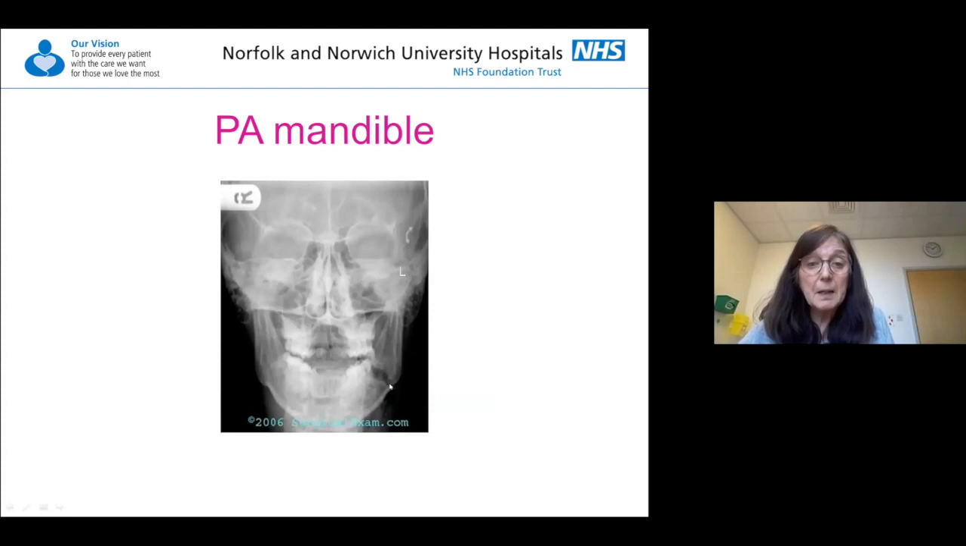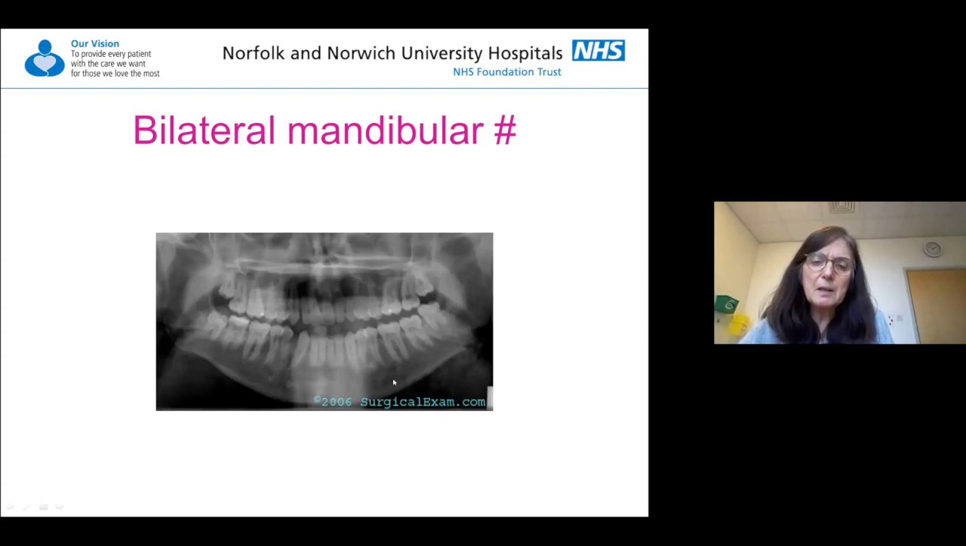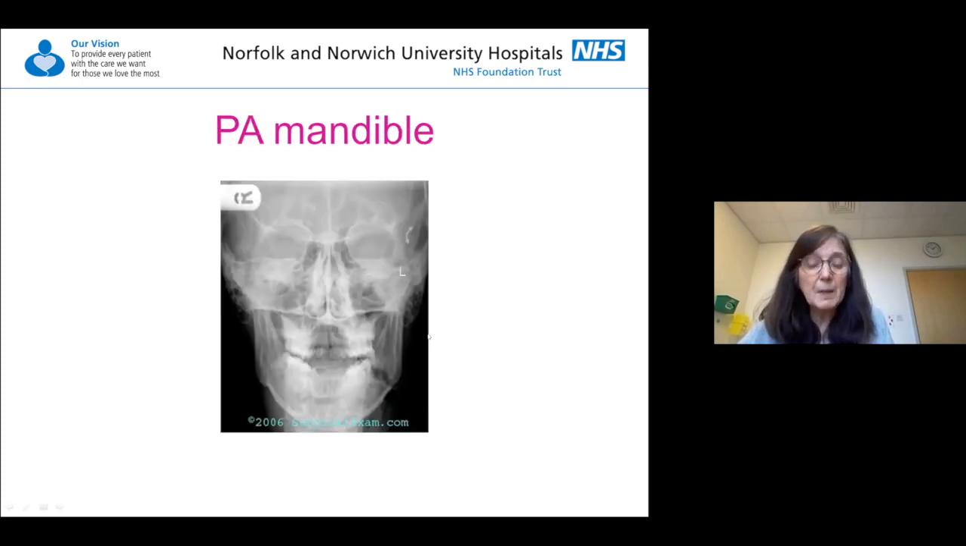As we said earlier, we would normally take a second view which will show the separation at the fracture site and can sometimes reveal very clearly a fracture that might be missing or not easily seen on an OPT. So radiographs in two directions are imperative.